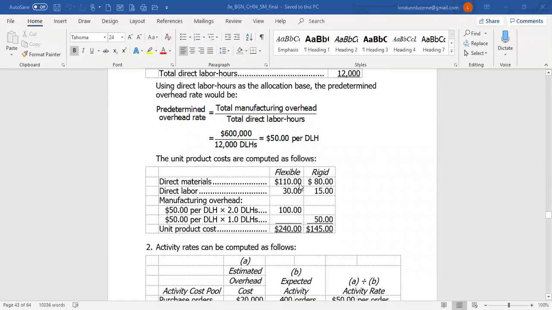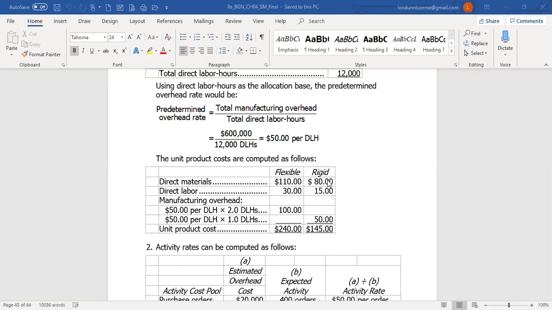Well, the direct materials are $110, direct labor is $30, and since we use 2 direct labor hours to apply manufacturing overhead, 2 hours times $50 per hour, manufacturing overhead is $100. So the total product cost per flexible unit is $240. We'll do the same computation for the rigid.